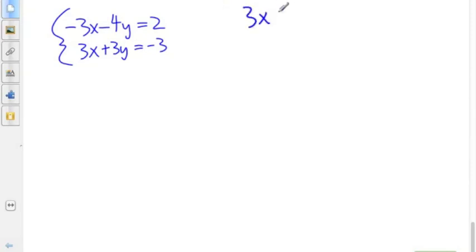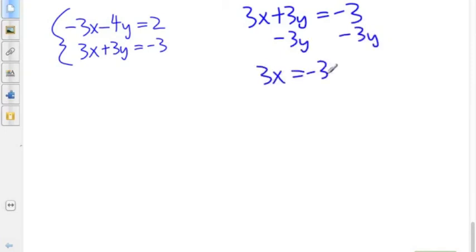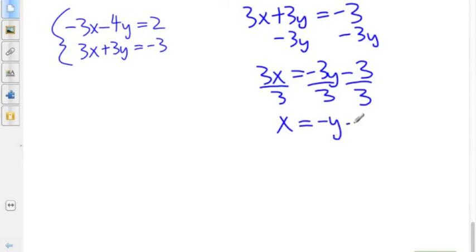So 3x plus 3y equals negative 3. I'll subtract 3y. Now I have 3x equals negative 3y minus 3. And now I have 3x, so I need to divide everything by 3 in order to finish solving for x. So if I divide everything by 3, then x equals negative y minus 3. So now I've got x in terms of y.